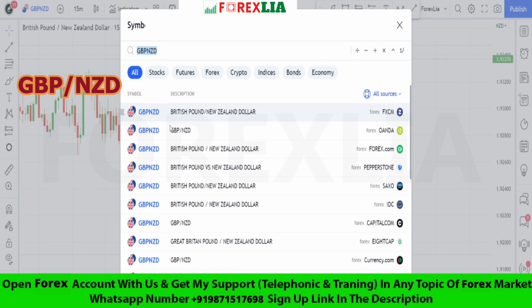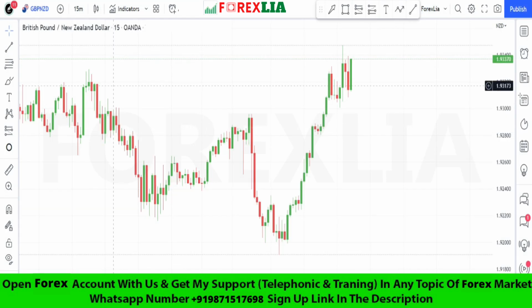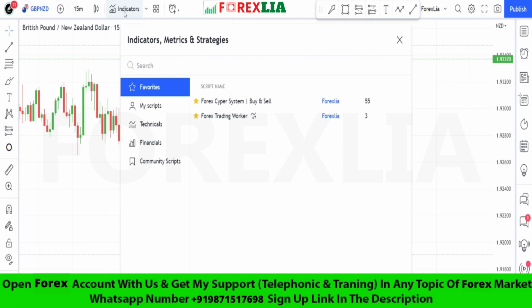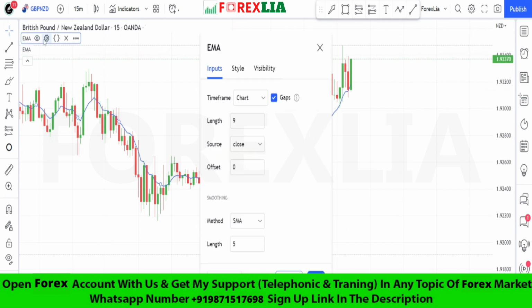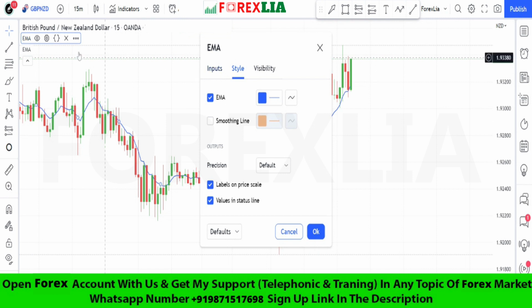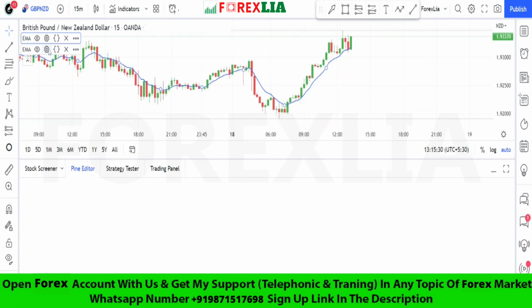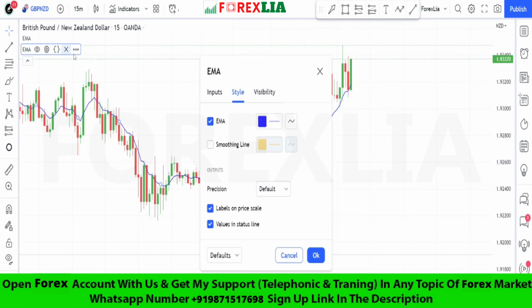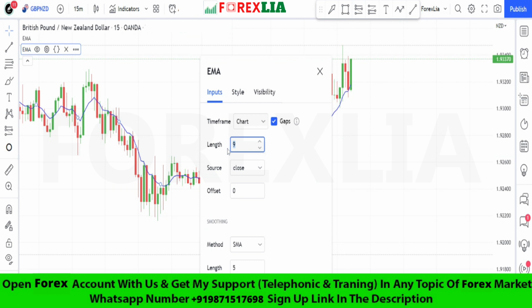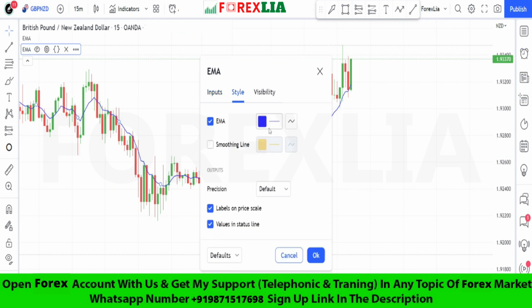First we open GBP NZD in 15-minute time frame. This strategy we need two moving averages. First 9-period moving average. And second 50-period moving average.